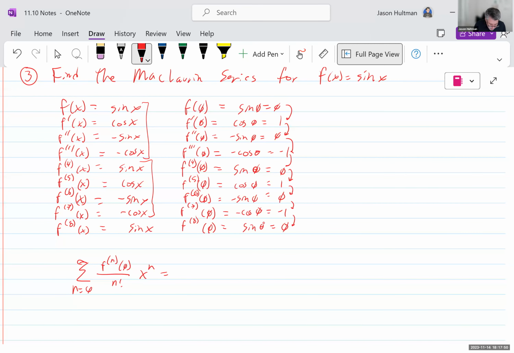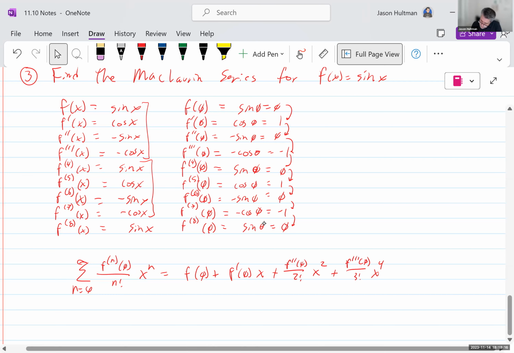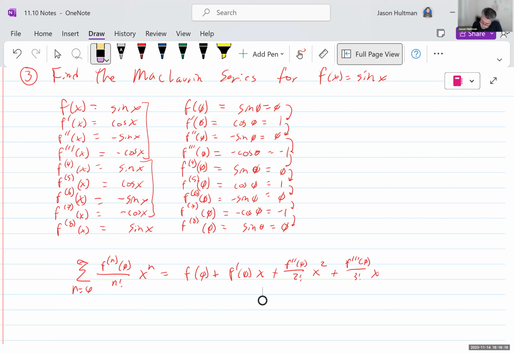Okay, so this is going to be equal to f of 0 plus f prime of 0 times x plus f double prime of 0 over 2 factorial times x squared plus f triple prime of 0 over 3 factorial x to the 3rd.